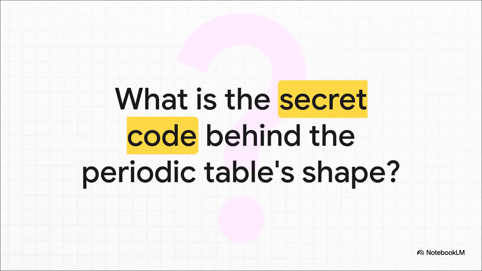Have you ever wondered why it has that weird shape? All those blocks and gaps and funny rows at the bottom? I mean, why isn't it just a simple grid? Well, it's definitely not random. There is a single, super elegant rule that explains the whole thing. It's a master key that once you get it, makes everything else just click into place.